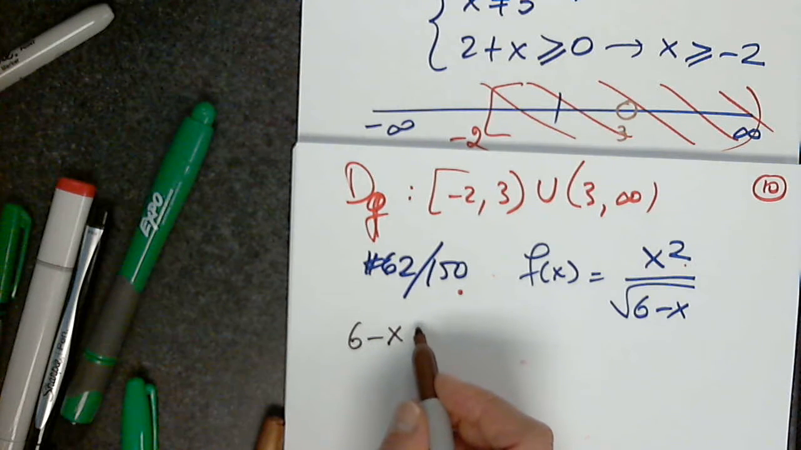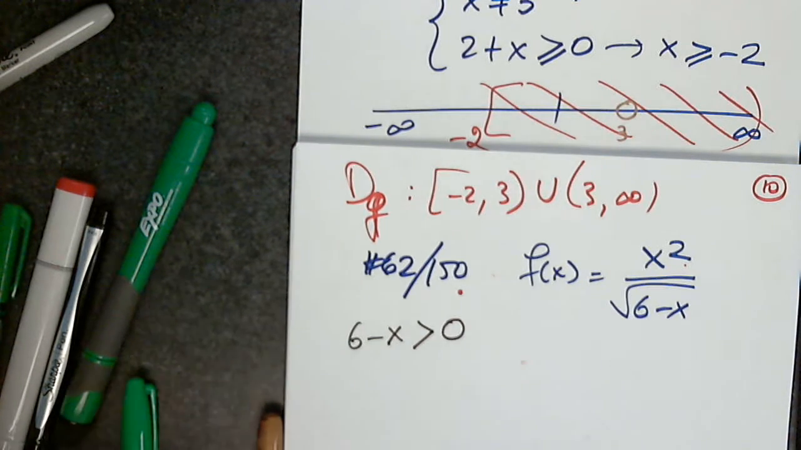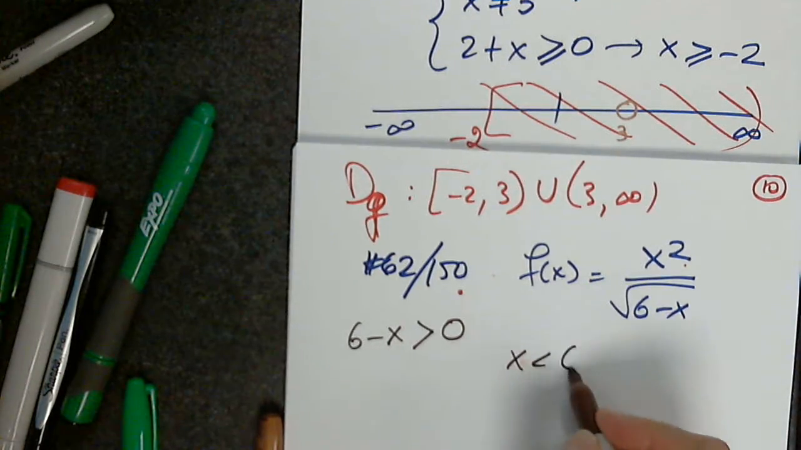Greater than or equal to 0. I cannot write equal now because it's in the denominator. There's just greater than. I cannot write greater than or equal to because this quantity is in the denominator. So then x is less than 6.